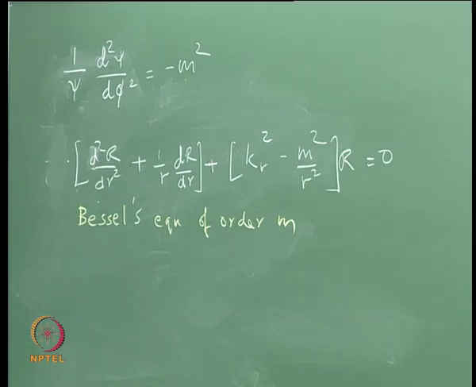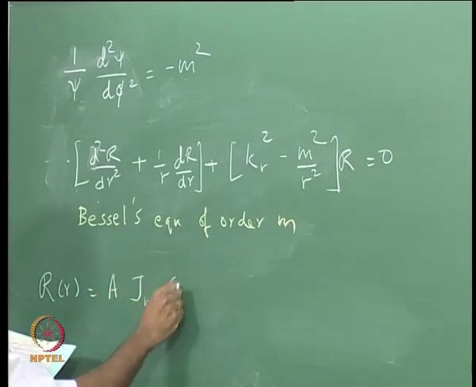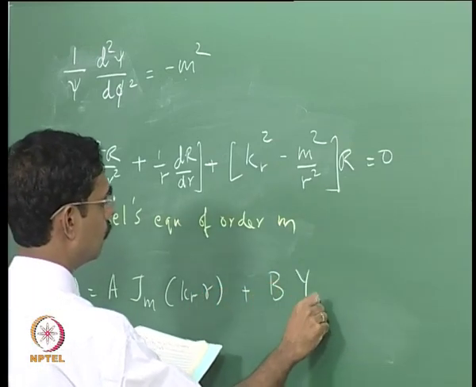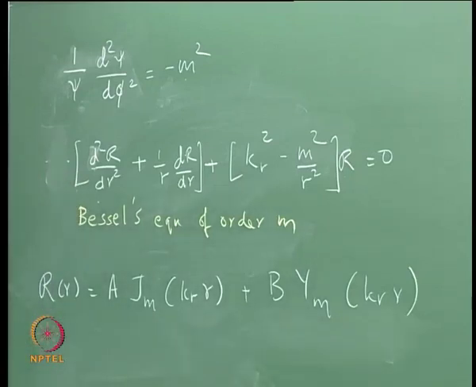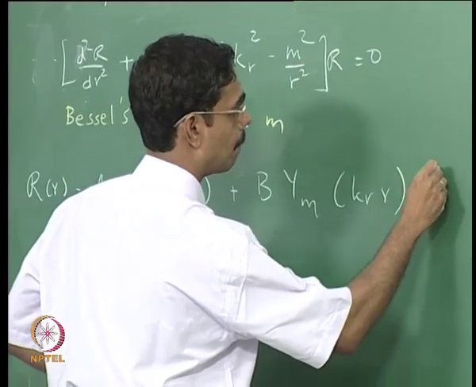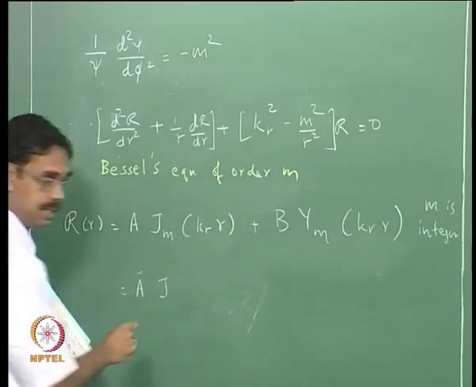I will only look at the radial variation. So you will get a solution of this form when m is an integer, and if m is a non-integer, what happens? So this is for m an integer, and when m is non-integer, what is the solution?